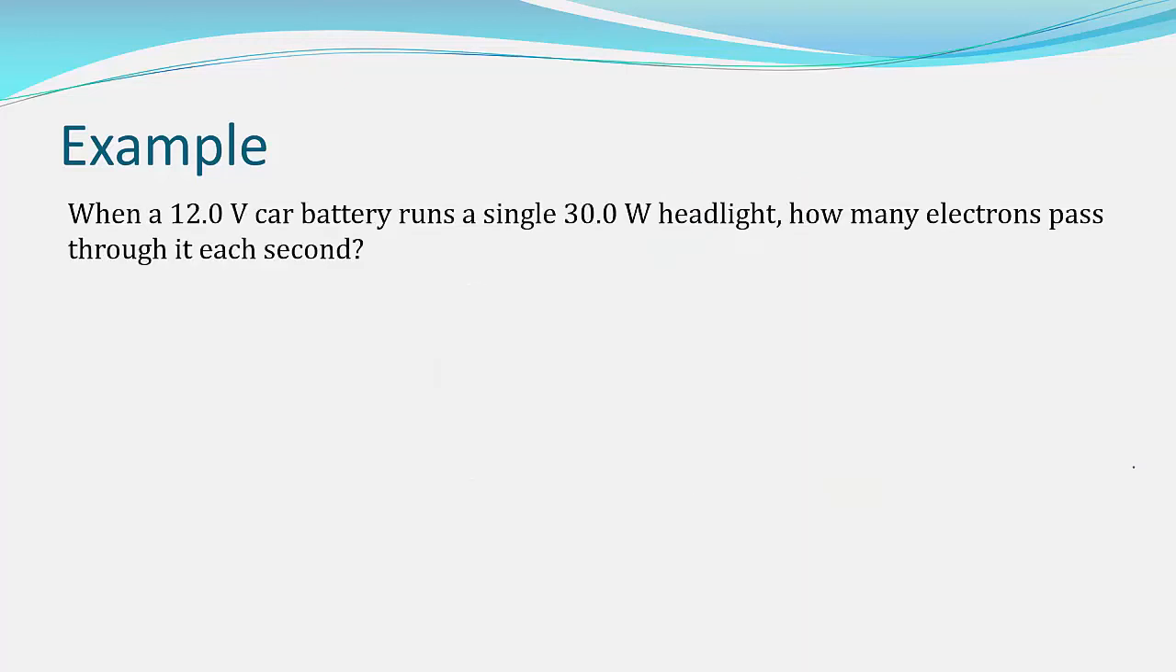Okay, and here's your last question. If you have a 12-volt car battery, it runs a single 30-watt headlight. How many electrons pass through it each second? So, something that you may or may not know is that the power is equal to the amount of energy over time, and power is measured in watts, energy is measured in joules, and time is measured in seconds. So that's probably a little bit of help. See how you can go with this question, and I'll see you when you're finished.